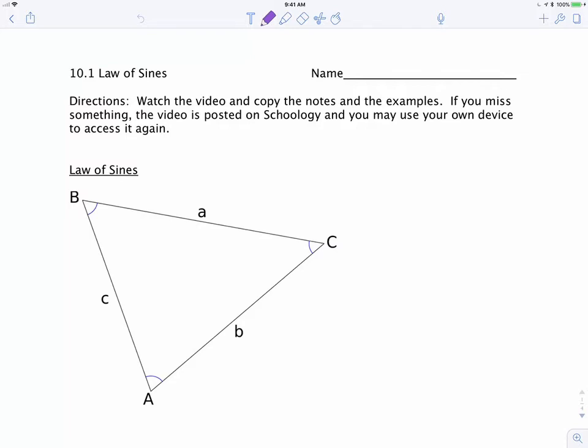In the next video that you'll watch today, I'll go through the apply it problems, and then at the end of the period you'll be working on your homework for the remainder of the class period.